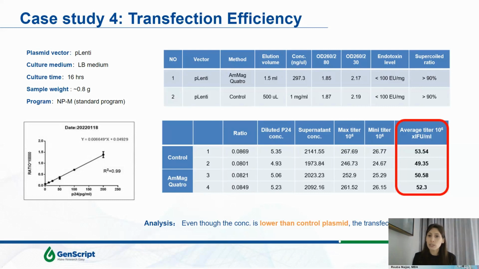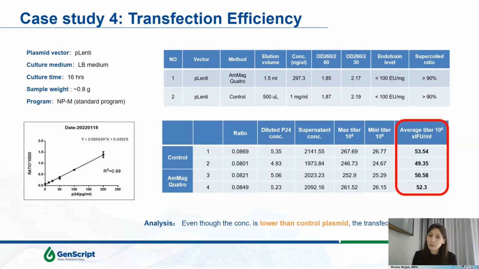What we did is we did the purification and we used an elution of 1.5 ml. However, for the control group, we did a third of that. So we did the manual control group in 500 microliters. And you can see the concentration for the MMAC Quattro is about 300 nanograms, and the concentration for the manual control is basically 1 mg per ml, which again is 3 times.